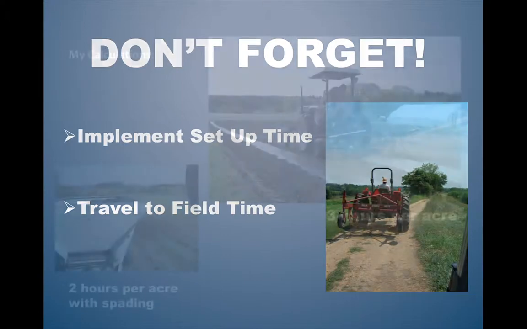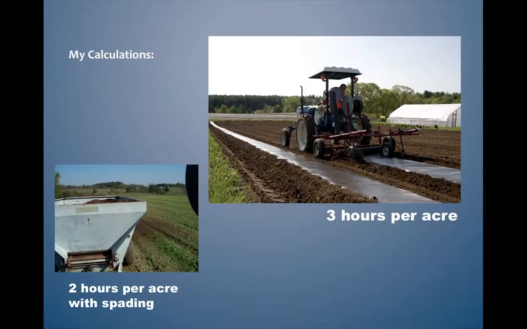For instance, I take about 2 hours per acre to spread compost and to spade the soil to get ready for planting. Also, it takes us about 3 labor hours, people hours, per acre to lay black plastic mulch. Now, you'll have a set of standards to use to account for all the field activities for each crop.